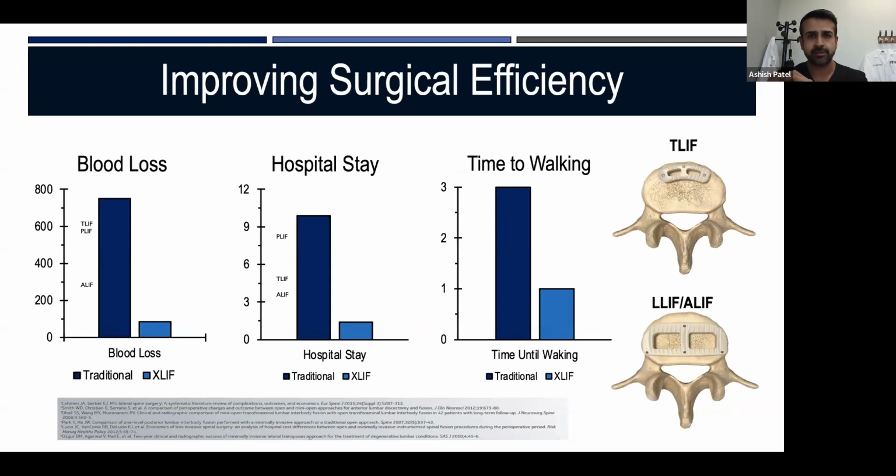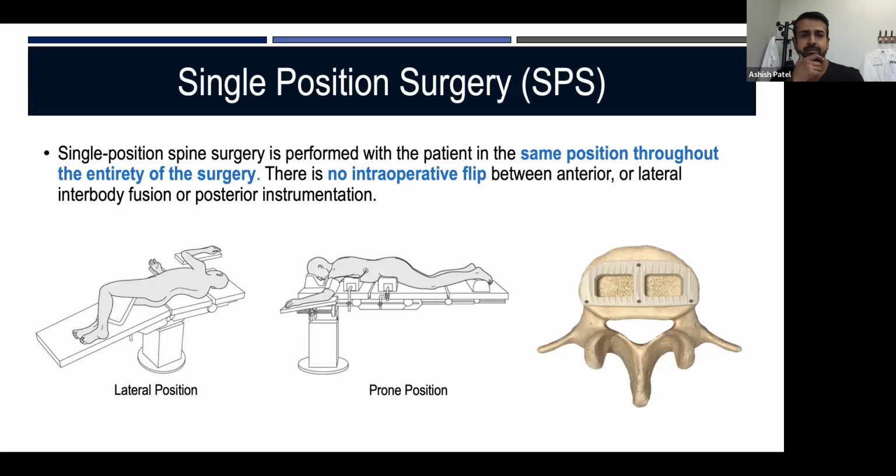And we know the benefits of anterior and lateral interbody, both lateral and ALIF, in perioperative parameters when we look at blood loss, hospital stay, and time to walk over traditional posterior interbody surgery. And the advent of single position surgery, which is performing ALIF and lateral in a single position, where we can avoid performing the intraoperative flip, has really allowed us to start to think through this problem and create efficiencies around already well-established great surgeries and refine them to be even better.